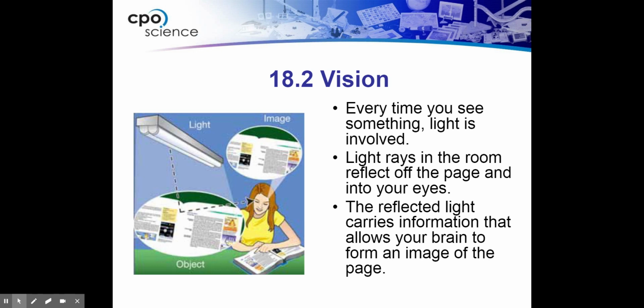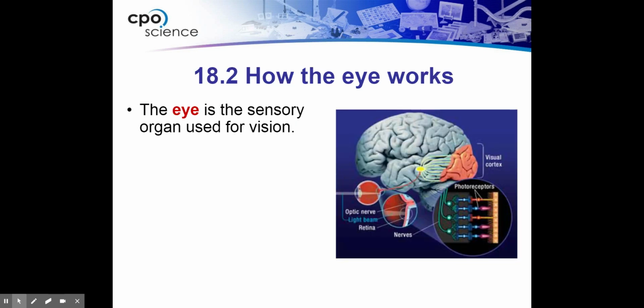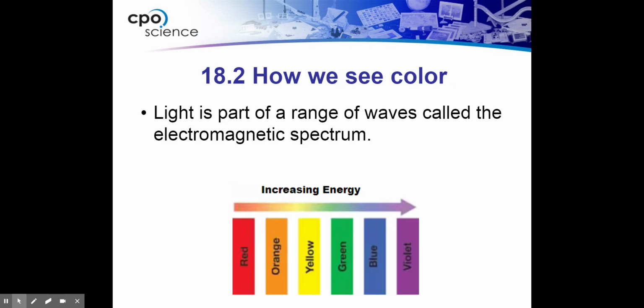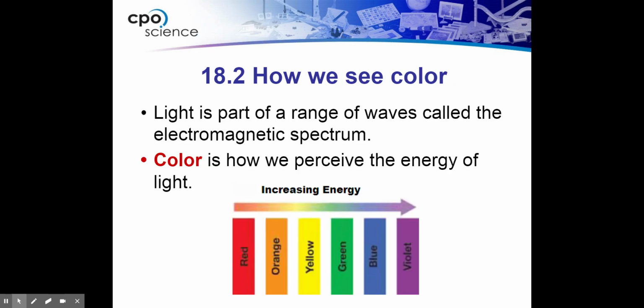Vision. Every time you see something, it is light. Light reflects off of things, light bounces off of objects, and it's what allows you to see things like color, images, brightness. Your eye is a sensory organ. You have photoreceptors in the back of it, rods and cones, rods for light, cones for color. And color as we see it is part of a spectrum. Color that you see is actually color that is reflected. So when you see red, what you're actually seeing is red light reflected, where everything else is absorbed.